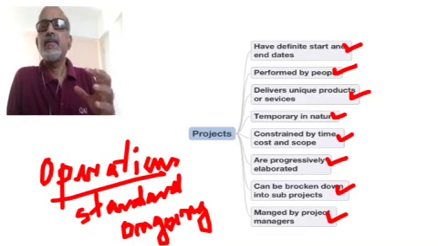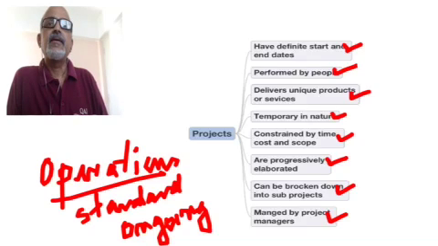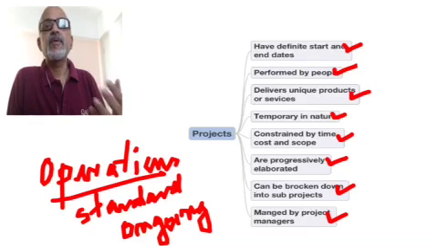See, the similarities are very high. But the key differences are that operations are ongoing in nature, whereas projects are temporary in nature, and operations produce a standard output, whereas projects produce unique outputs of services. Designing a car is a clean example of a project, whereas manufacturing a car after the design is part of an operation, where every shift produces the same model, multiple numbers, multiple batches. So that is clearly operations.